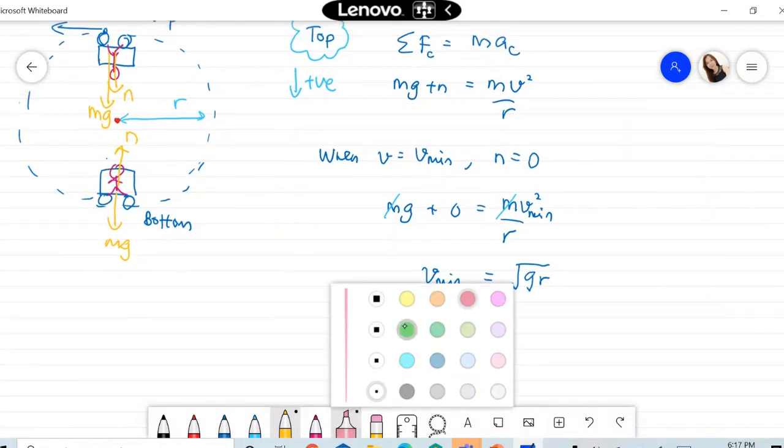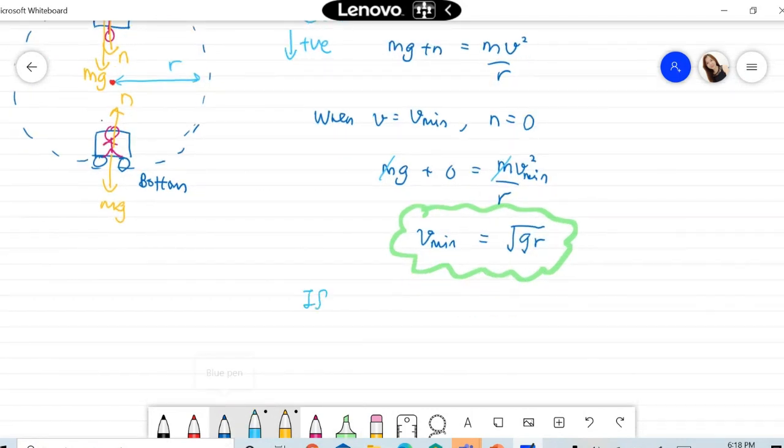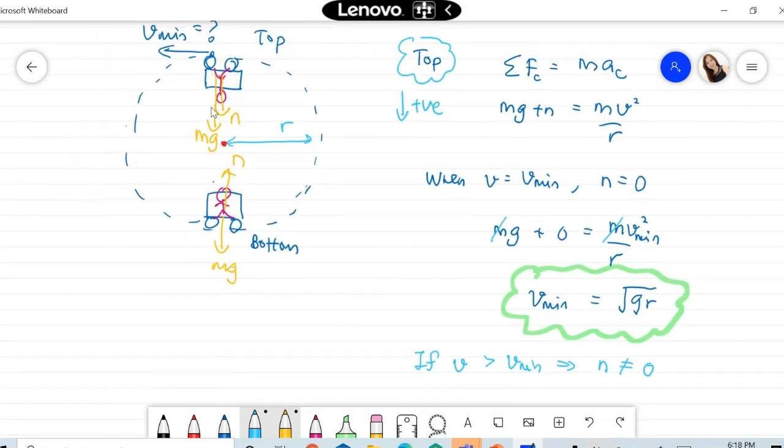Okay, and therefore, this is the v minimum that you must apply to the roller coaster to avoid the passenger from falling down. Which means if v is more than v minimum, then the normal force is not equal to 0. Not equal to 0 means there is contact between your buttocks and the roller coaster car. All right, then you are safe.